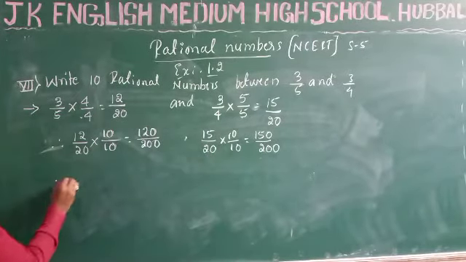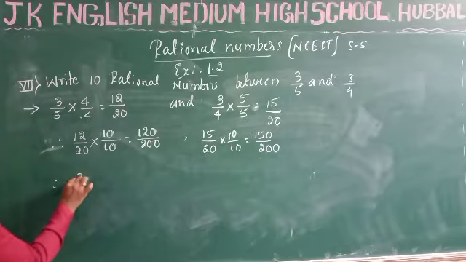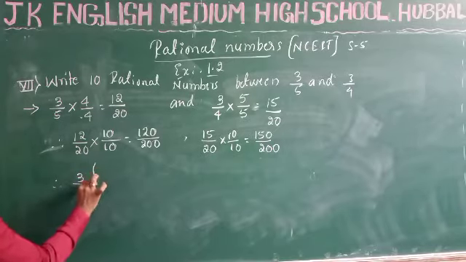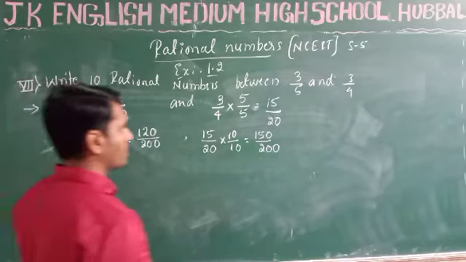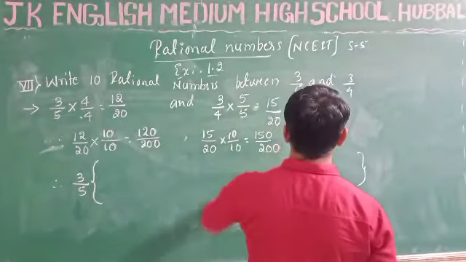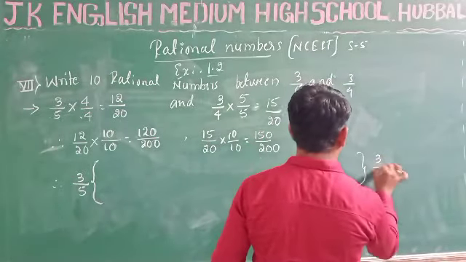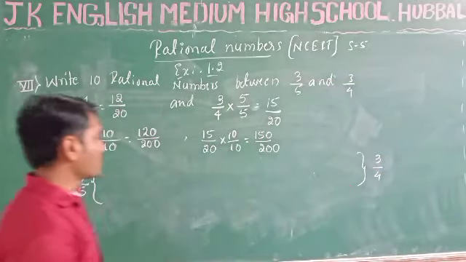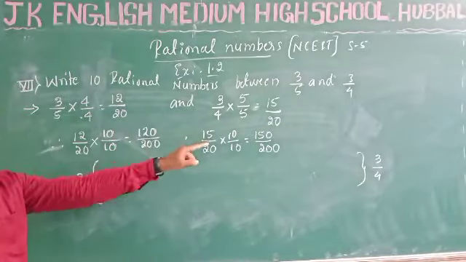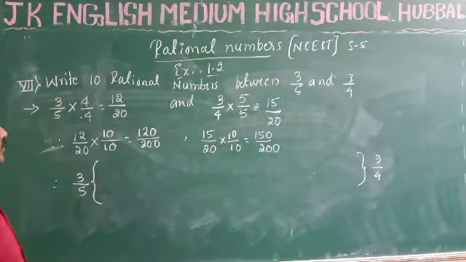Therefore, 3 by 5 and this side 3 by 4. The rational numbers are 120 to 150. 30 rational numbers are there. Out of 30, you just write 10 rational numbers.